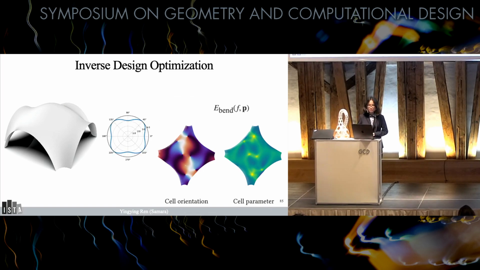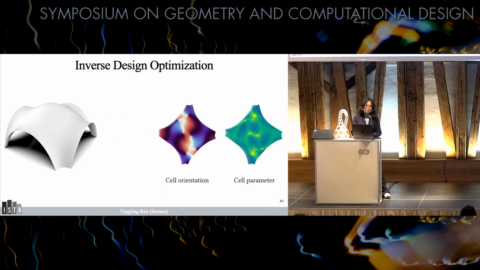We also have a second term that tries to minimize the approximated bending energy of the overall shell. Intuitively, it's trying to avoid aligning the strong bending axis of the unit cell with high normal curvature of the target surface. Because if you try to do that, the cell, when inflated, will want to stay planar instead of approximating that normal curvature.